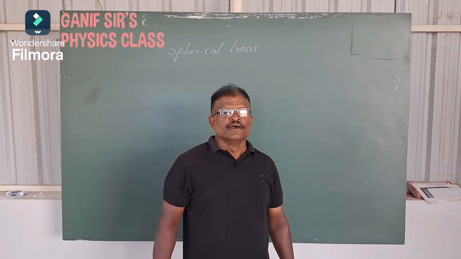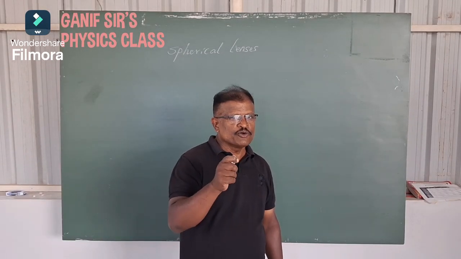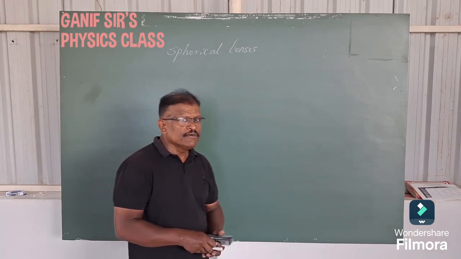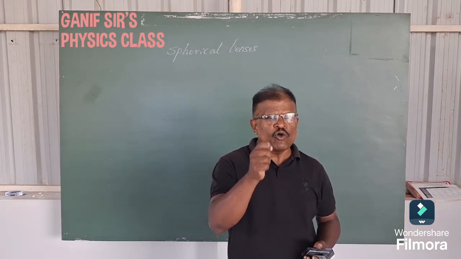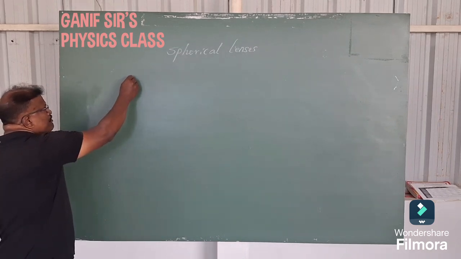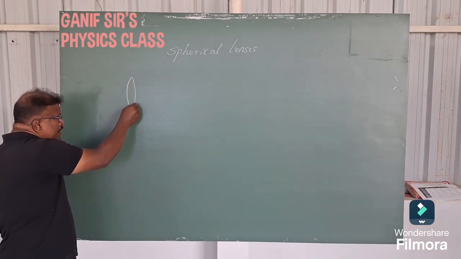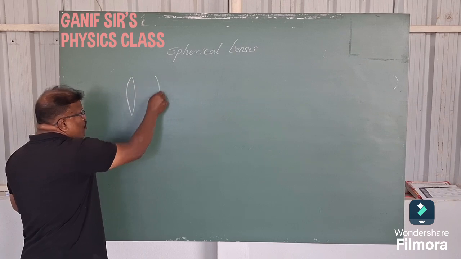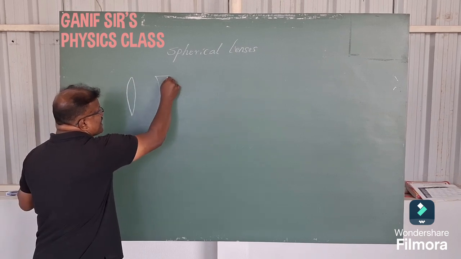Hi students, we are going to discuss spherical lenses. Now let us define what a lens is. A lens is an optical medium bounded by at least one curved surface.